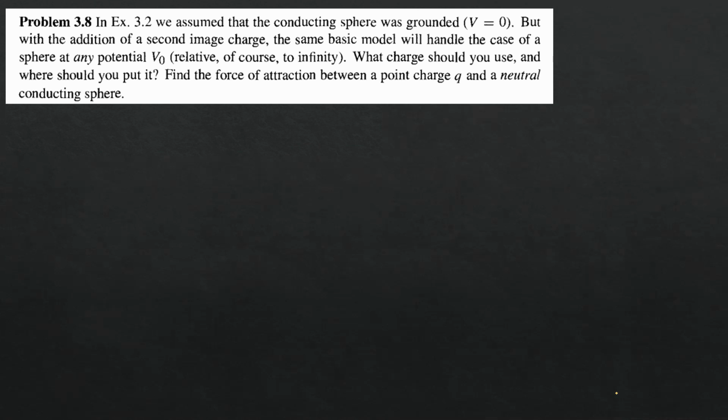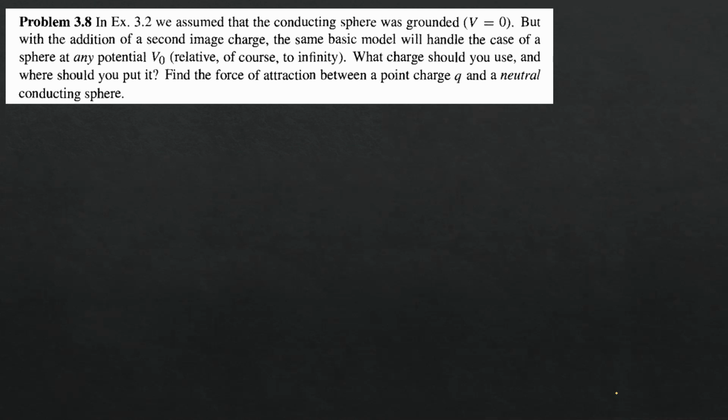Okay. An example. Again, example 3.2. We assume that the conducting sphere is grounded. But with the addition of a second image charge, the same basic model can handle the case of the sphere at any potential V. What charge should we use? Where should we put it? Find the force of attraction between a point charge Q and a neutral conducting sphere.